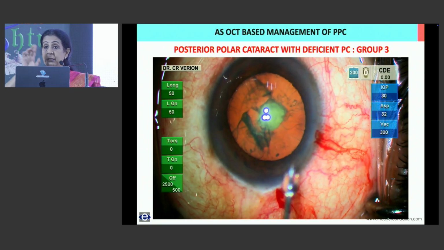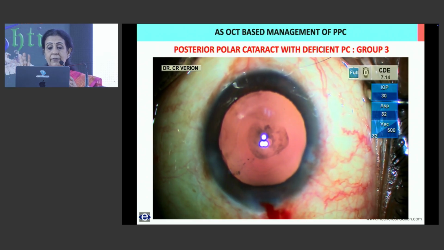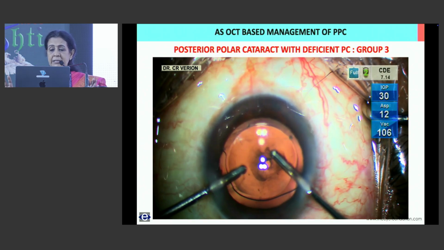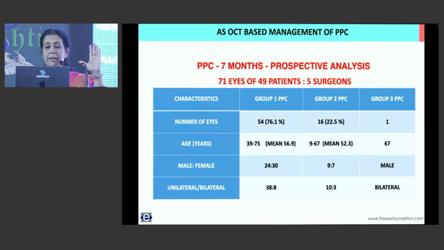Hydrodissection, no rotation, hydrodelineation, no rotation. I've completed the surgery. But see, the vitreous is not there, although there seems to be some disturbance in the anterior vitreous. And I've managed to place the premium IOL in the capsular bag and got away.